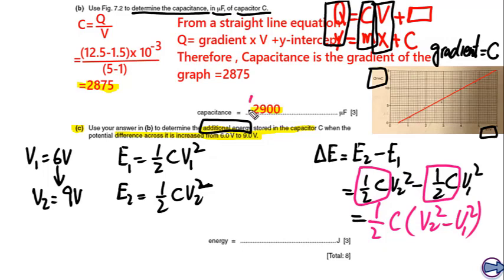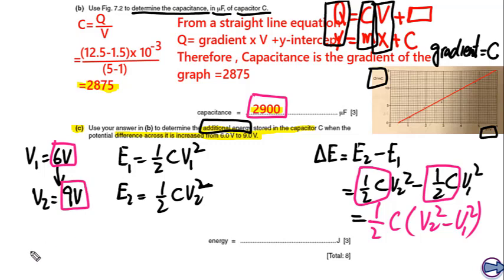We have the value of capacitance from here, and the value of V1 is 6 volts and the value of V2 is 9 volts. We just need to plug in values and we will find the additional energy stored in the capacitor if we increase the potential difference from 6 volts to 9 volts. So this is the main process, and if we follow this one we will get our correct answer.